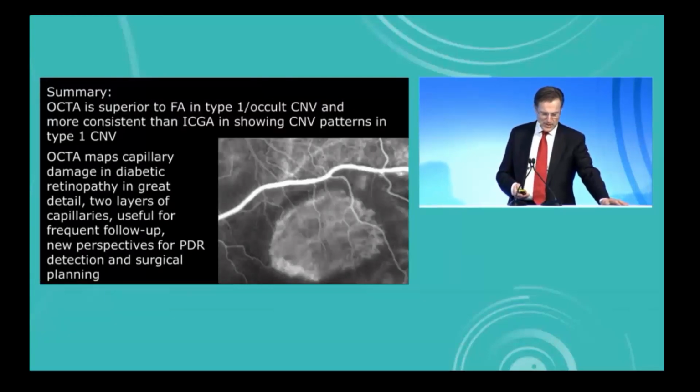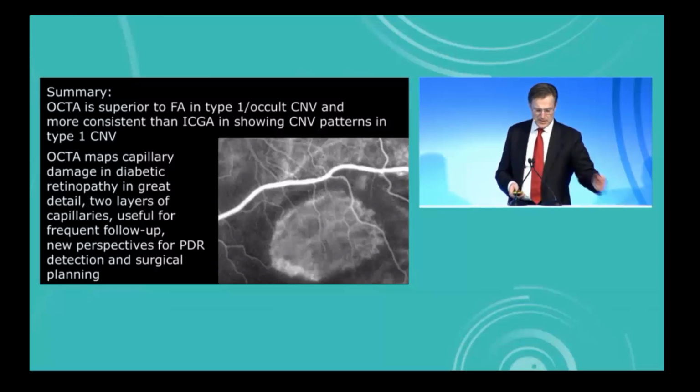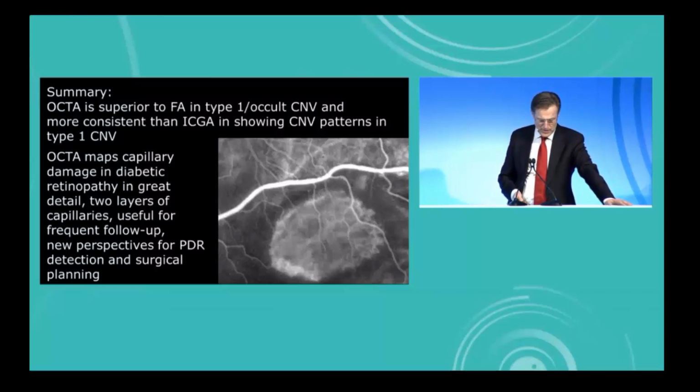And in summary, OCTA is superior to fluorescein angiography in type 1 and occult CNV, and more consistent than ICG in showing CNV patterns in type 1 CNV. It can map capillary damage in diabetic retinopathy in great detail. It can single out the 2 layers of capillaries. It's useful for frequent follow-up. And there are new perspectives for proliferative diabetic retinopathy detection and surgical planning.